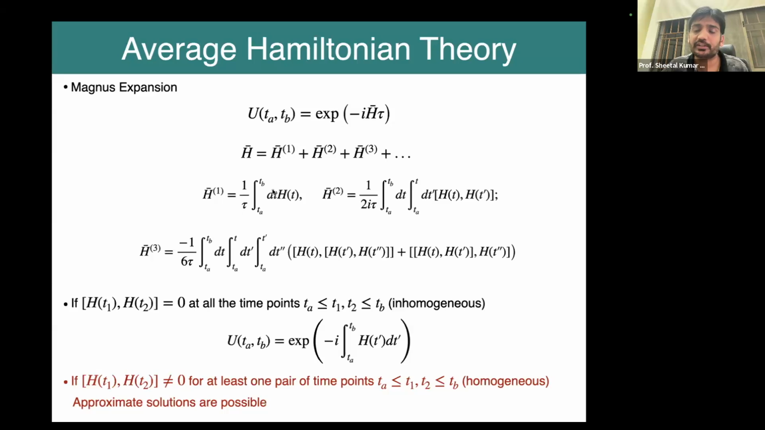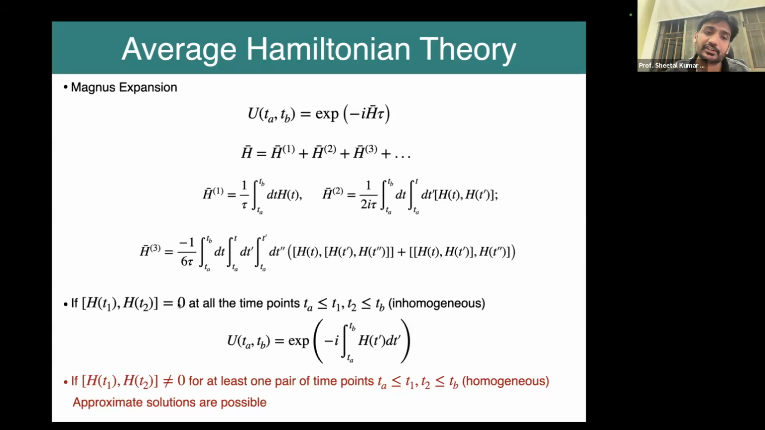which is the first order term, right? Then the second order term needs the commutation, and then the third order term, and then it gets more and more complicated. By looking at it, we can directly tell that if the Hamiltonian commutes, if these two parts commute, then there's no need to go any further. The first term is sufficient, and then the time evolution operator becomes, again, simple, the total integration of the Hamiltonian.